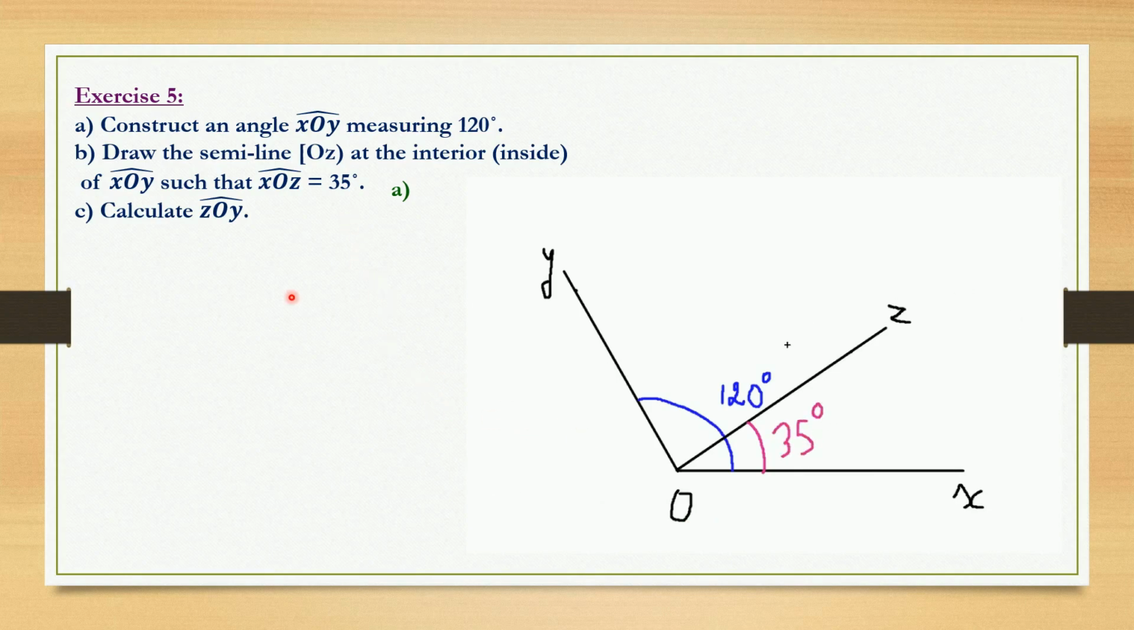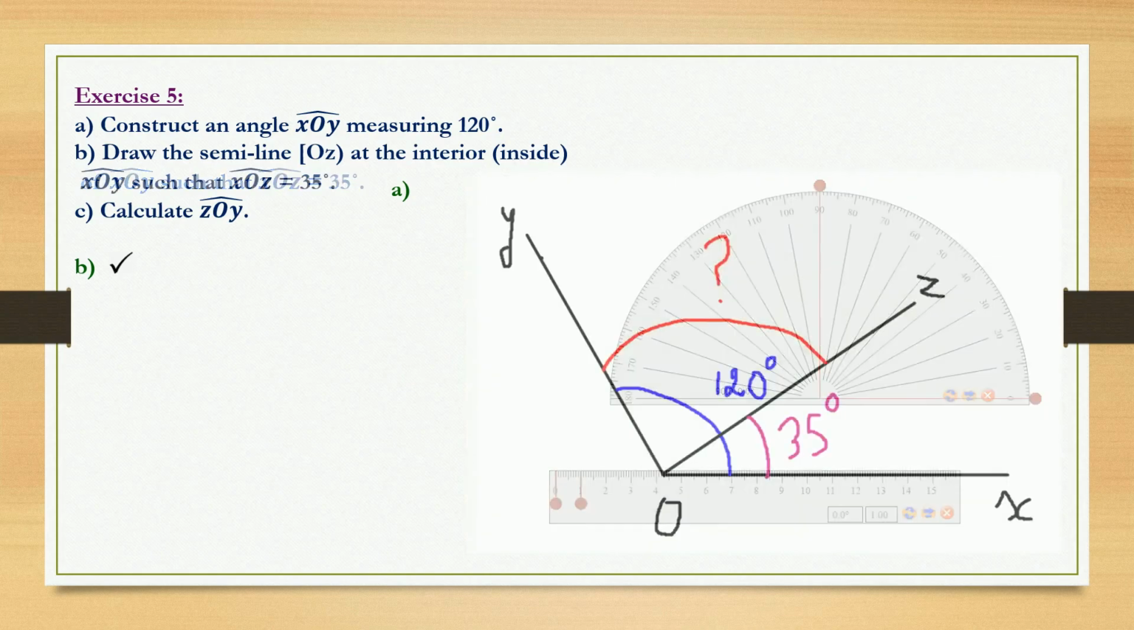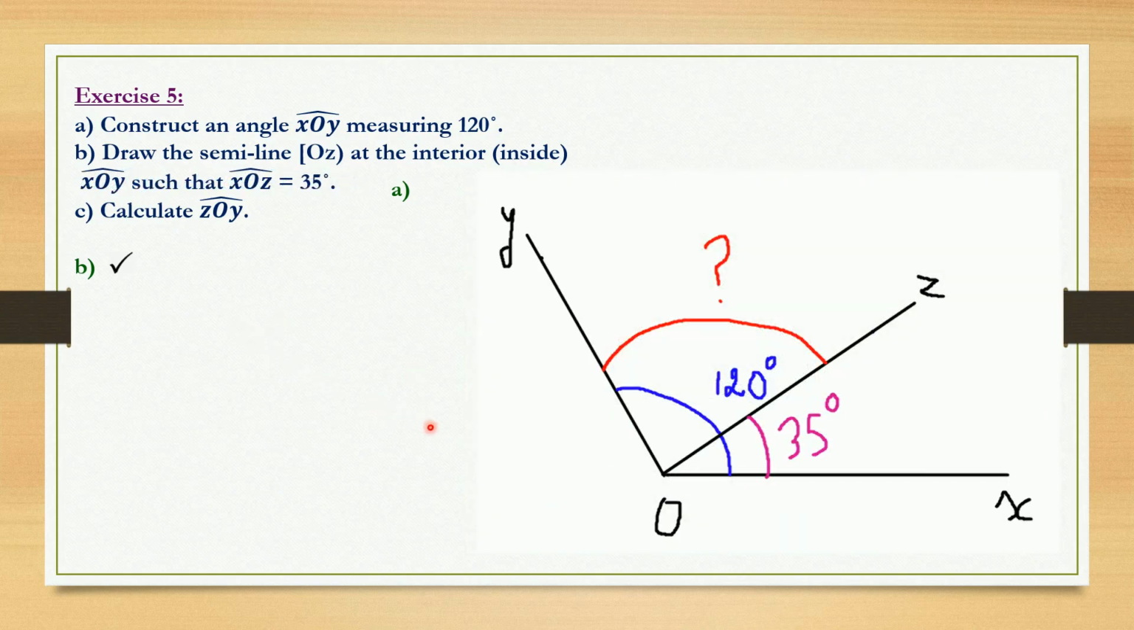Last question, calculate ZOY. Now I need to calculate ZOY, question mark. But before we calculate angle ZOY, let's write question B and write a check because it's done on the figure. And now let's return to calculating angle ZOY.